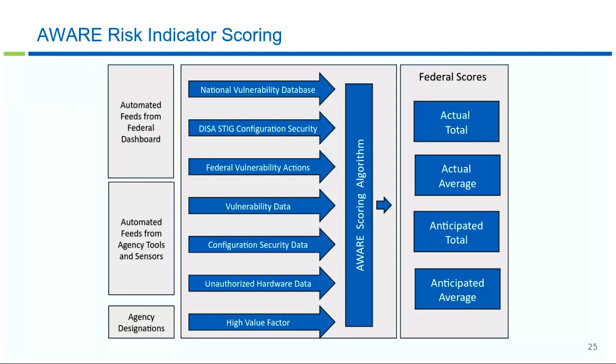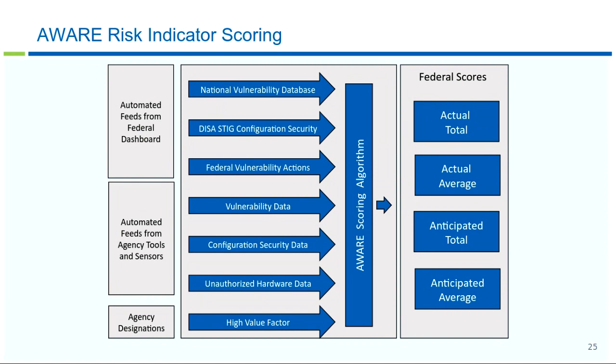So what is AWARE risk indicator scoring? Agency-wide adaptive risk enumeration. So we have automated feeds from federal dashboards, automated feeds from agency tools and sensors, and agency designations are all fed into this algorithm. So from the federal dashboards, which are the layer D, we have National Vulnerability Database, we have DISA State Configuration Security, we have Federal Vulnerability Actions.